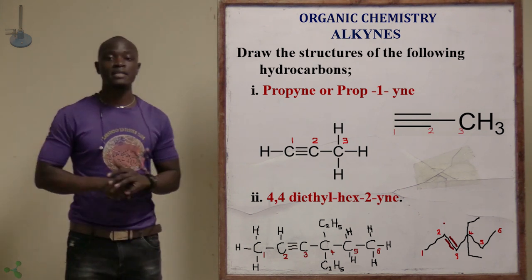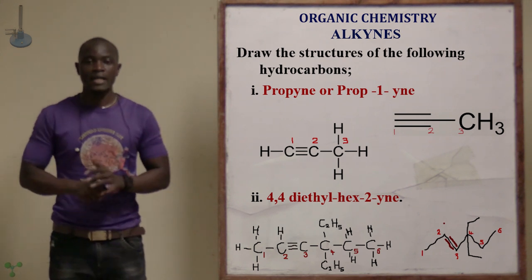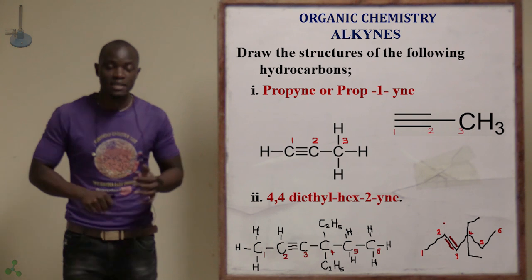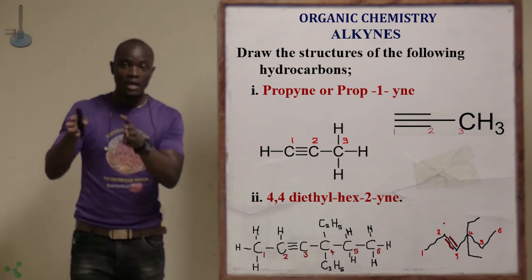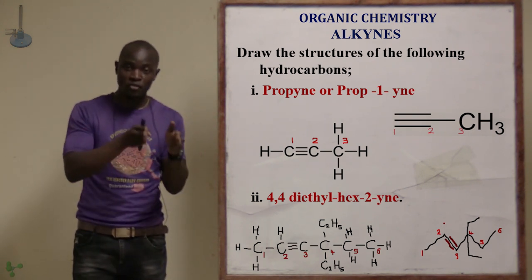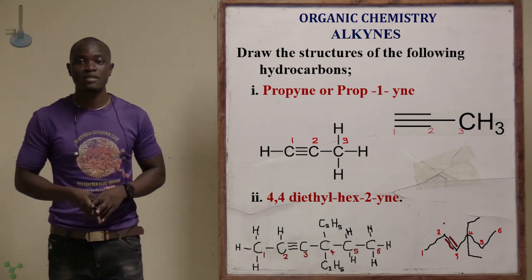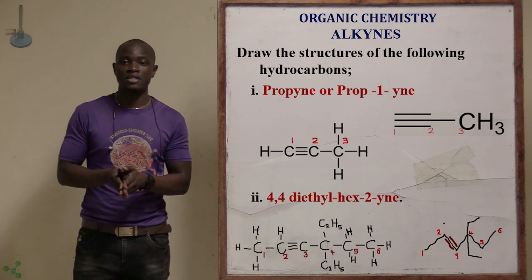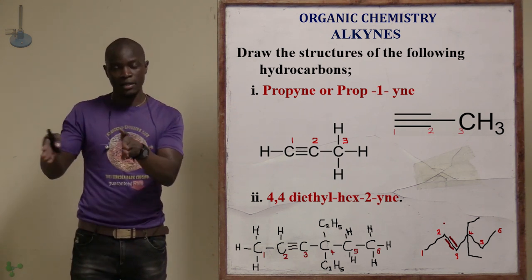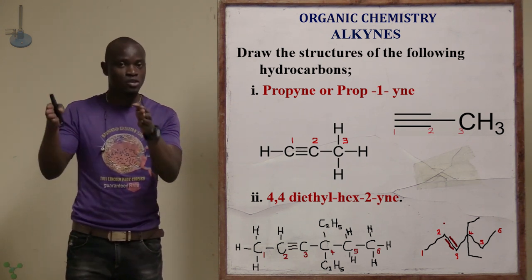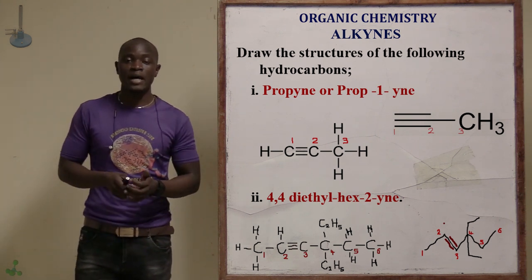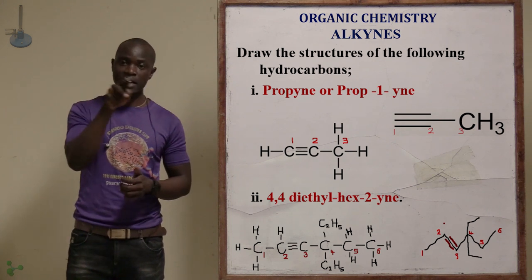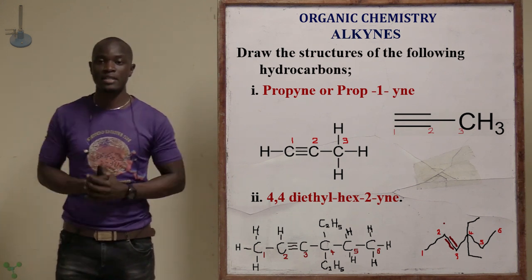So let's look at another example. The other example is 4,4-diethylhex-2-yne. 4,4-diethyl. Ethyl, from the word ethane, we have two carbons. So how we start, the last information is the longest chain. So let's take hex-2-yne. Let's first of all draw hex-2-yne. In hex-2-yne, hex means six carbons. So draw six carbons like that with single bonds.